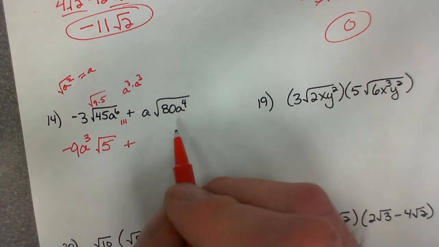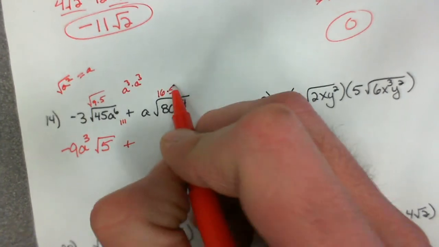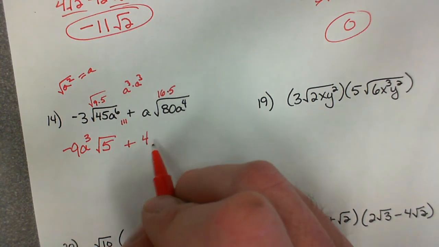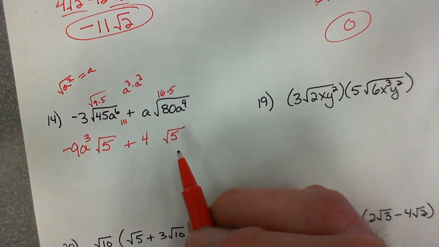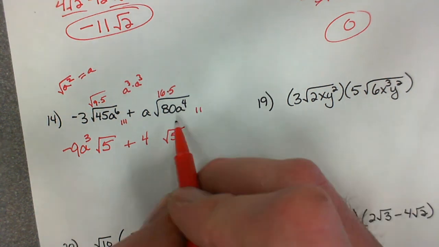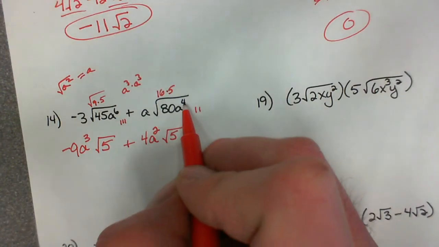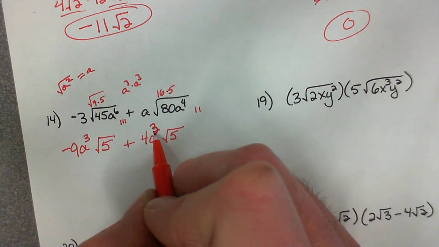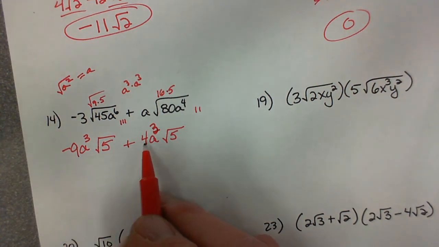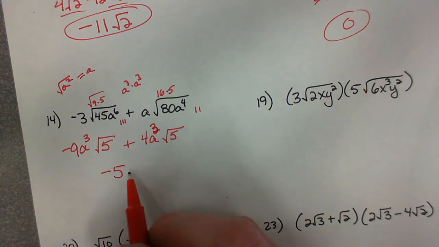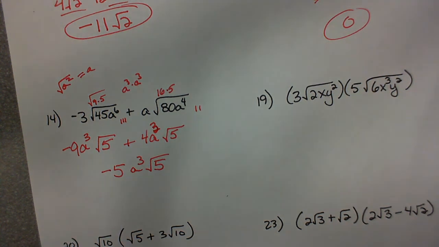And then over here, 80, well, let's try to divide 80 by 5. 80 divided by 5 is 16 times 5. Square root of 16 is 4. So that's 4 square root of 5. And then how many sets of 2 are there in a to the 4th? There's 2 sets. 2, 4, so there's 2 sets. So this is going to be a squared from the a to the 4th, but there's already an a there, so that's actually a to the 3rd. Now if we combine these together, negative 9 plus positive 4 is negative 5. A to the 3rd square root of 5. Okay, we'll do number 19 in a separate video.